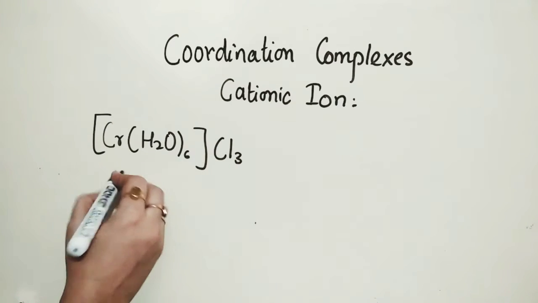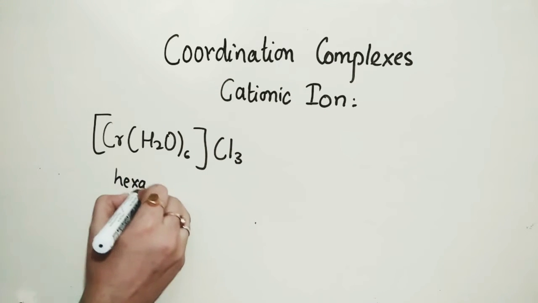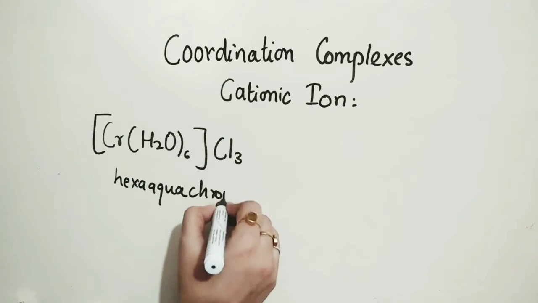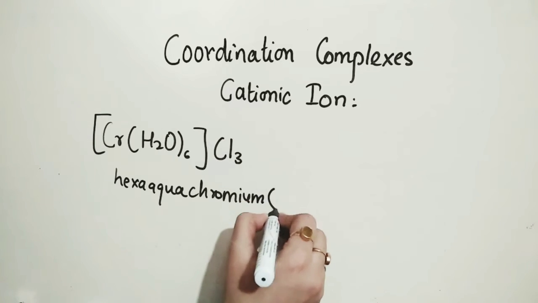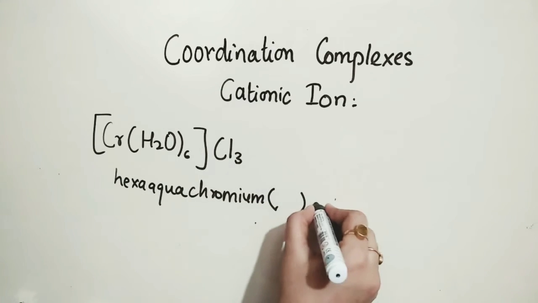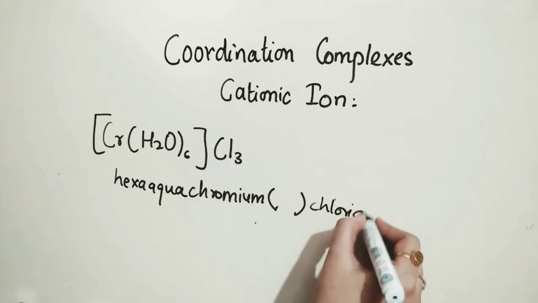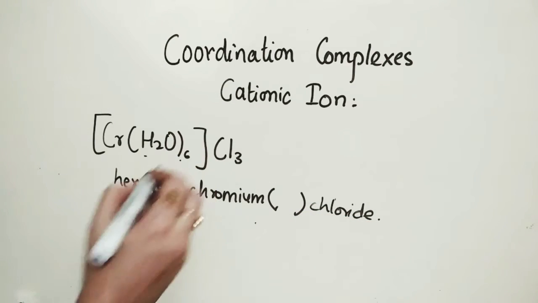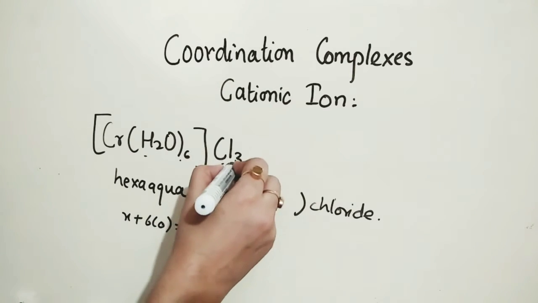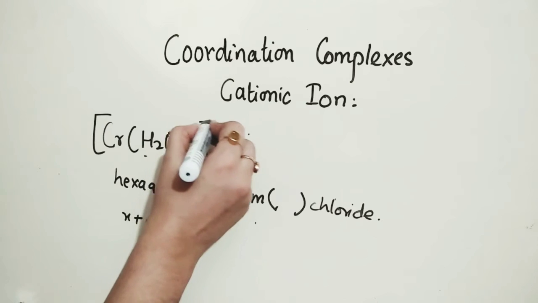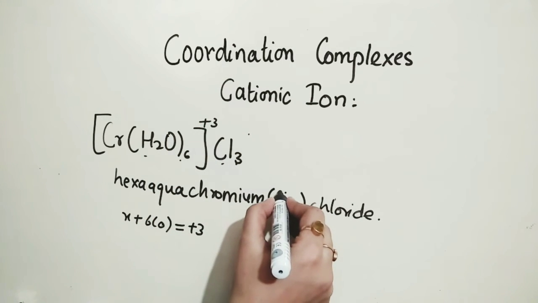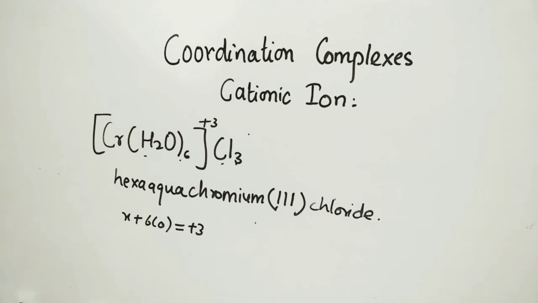So now it is hexaaqua chromium, all in small letters, chloride, and the oxidation state: again water is a neutral ligand, so X plus 6 into 0 equals Cl3, which is -3, so it will be +3. So again for chromium, the most common oxidation state is +3.